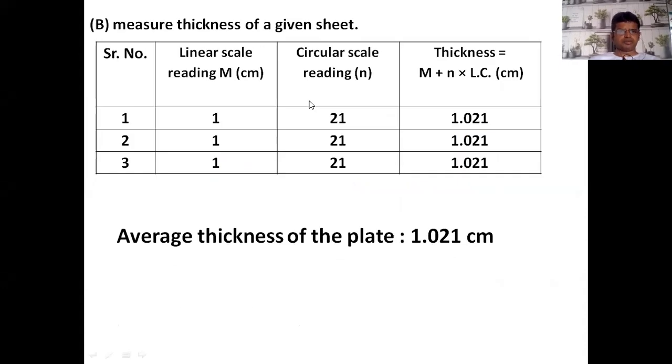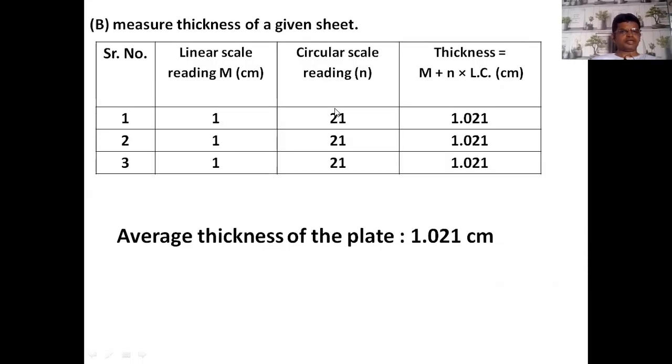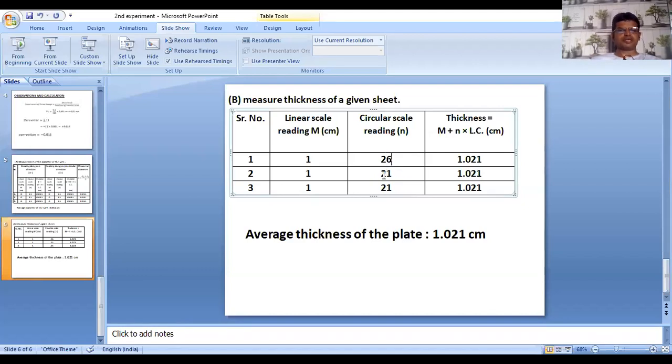Now second part. Second part here we showed a value like 26. So here we retain the 26 in all the circular scale readings, and then after the calculation we found the final answer.